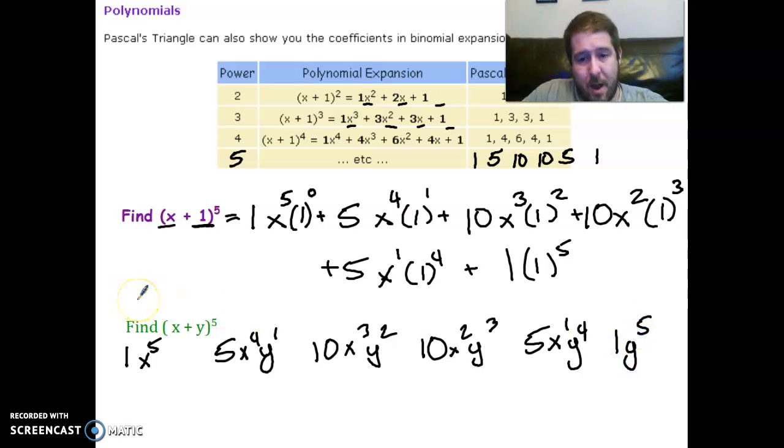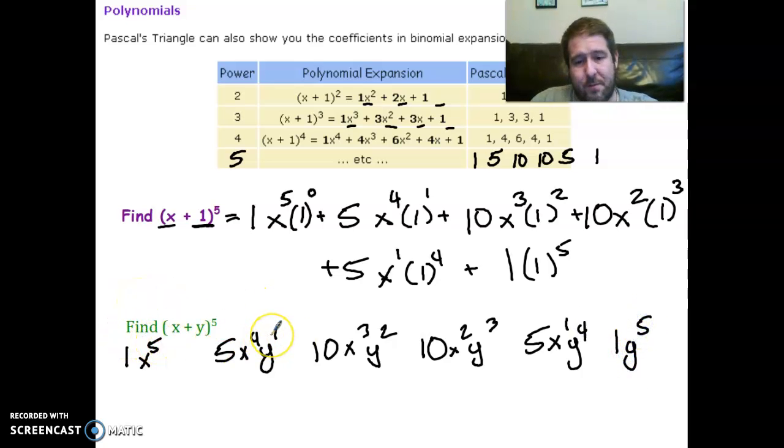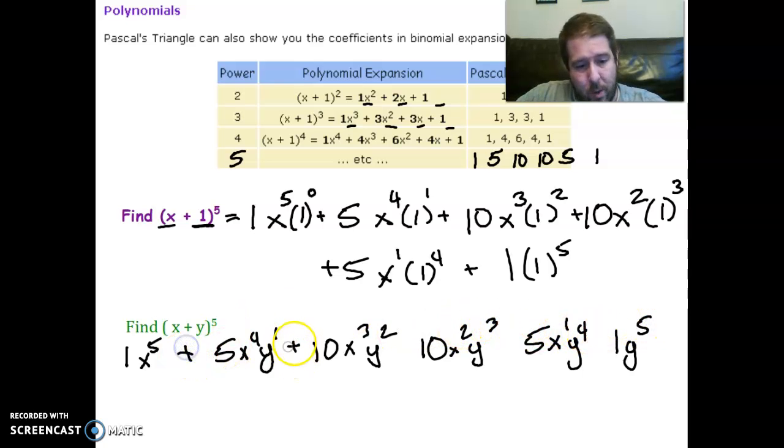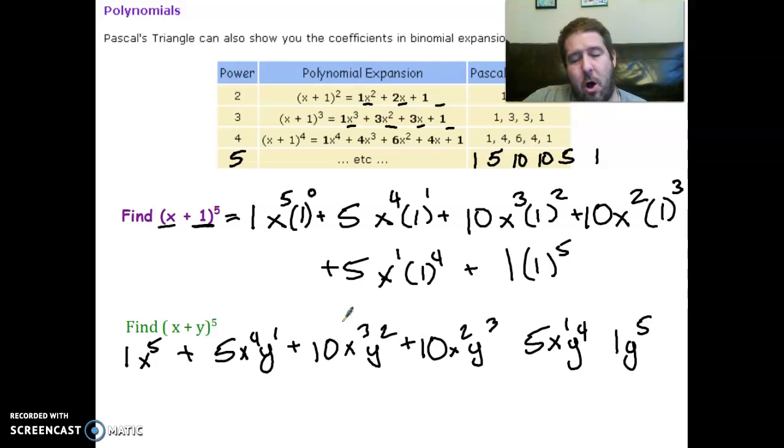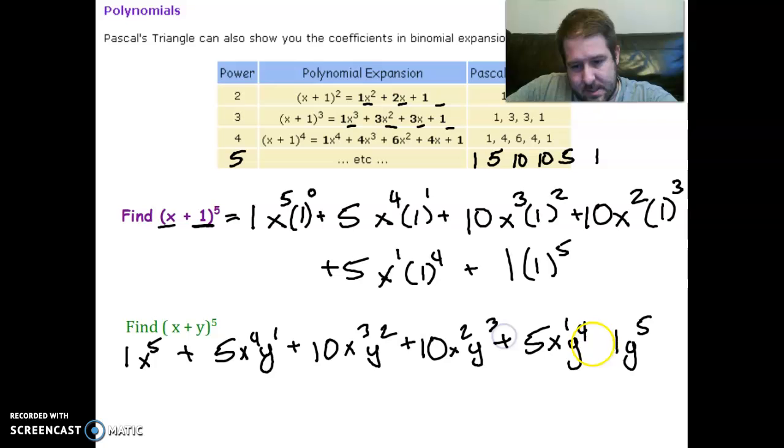Something you probably have noticed is that all of the exponents always add up to 5. This is already 5. This 4 plus 1 is 5. 3 plus 2 is 5. 2 plus 3 is also 5. 1 plus 4 is 5. And this is 5. That should always happen. The sum of the two terms' exponents should always add up to the degree. Throw a plus there, and there's your final answer.